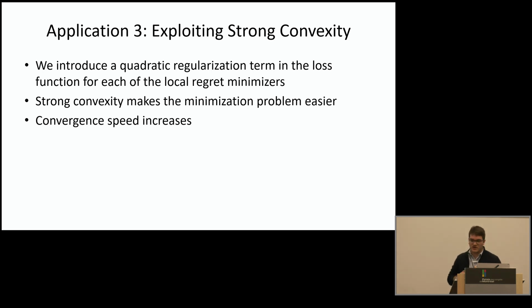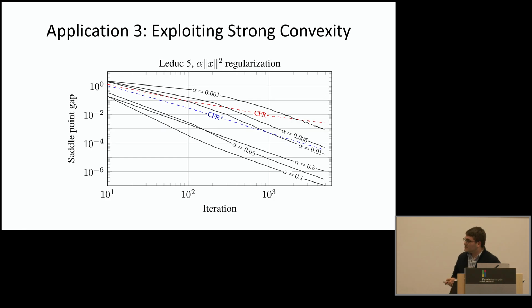And of course, strong convexity makes the convergence of our algorithm faster, as you could expect. And what's interesting is that it actually makes our convergence orders of magnitude faster, right? So here you can see the benchmark, the best variant of CFR, which is called CFR plus. And then for different amounts of regularization, you can see the residual, the saddle point that we achieve as the number of iterations increase. And you can see that we can be 2 or 3 orders of magnitude faster than the best state of the art for the non-regularized problem.